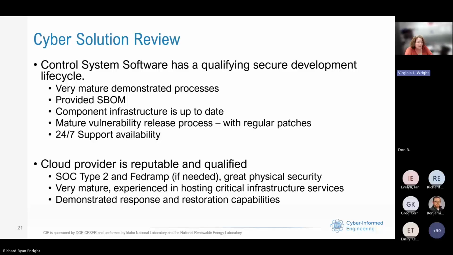And we asked them about their experience hosting critical infrastructure services, and they gave us a number of examples of asset owners who work with them and who depend upon them for other cloud-based infrastructure services. They also demonstrated response and restoration with the solution that we are looking to install and showed us how, if there is an issue with one cloud instance, they could immediately move our solution to another.